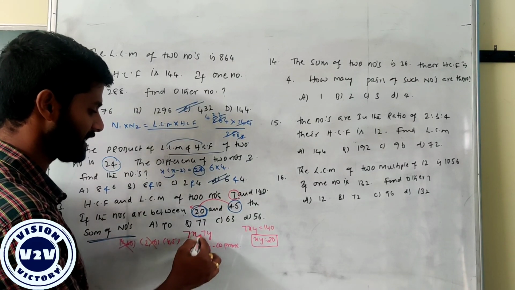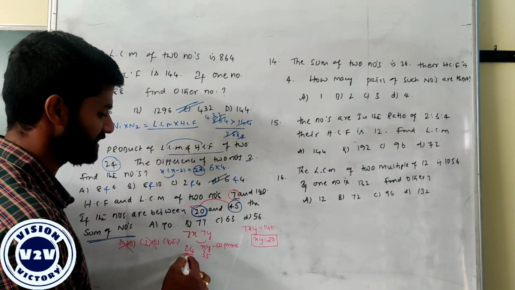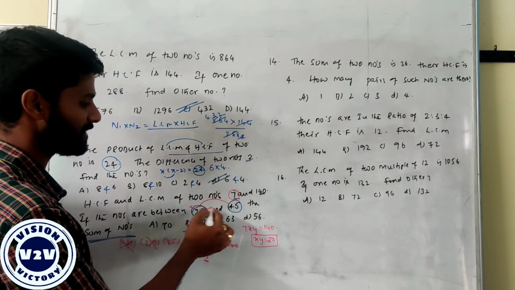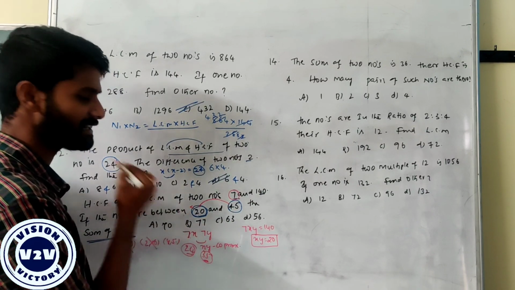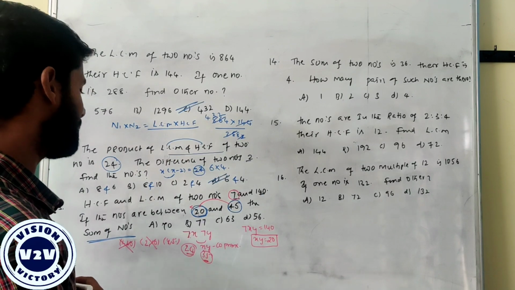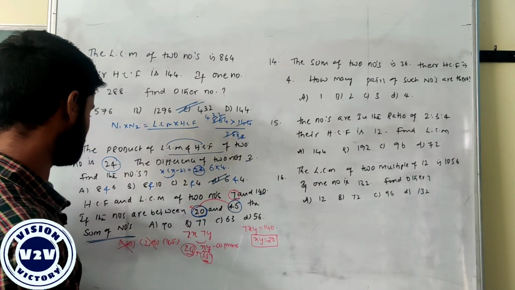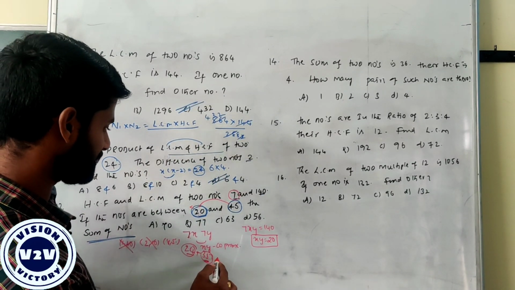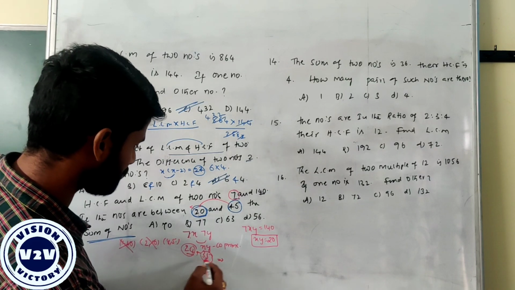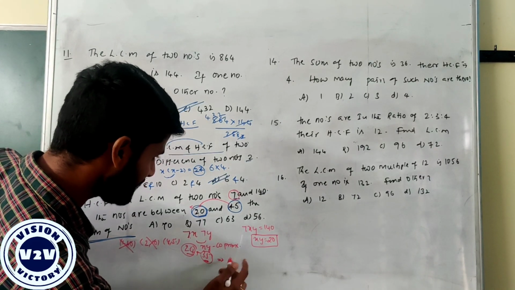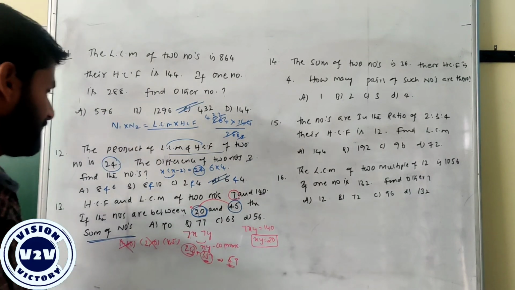7 4s are 28. 7 5s are 35. See, the numbers are always in between 20 and 45, which means these are the exact numbers. Here is my question: find the sum of two numbers. The sum of two numbers is equal to 35 plus 24, which is exactly equal to 59. So the option is equal to 59.